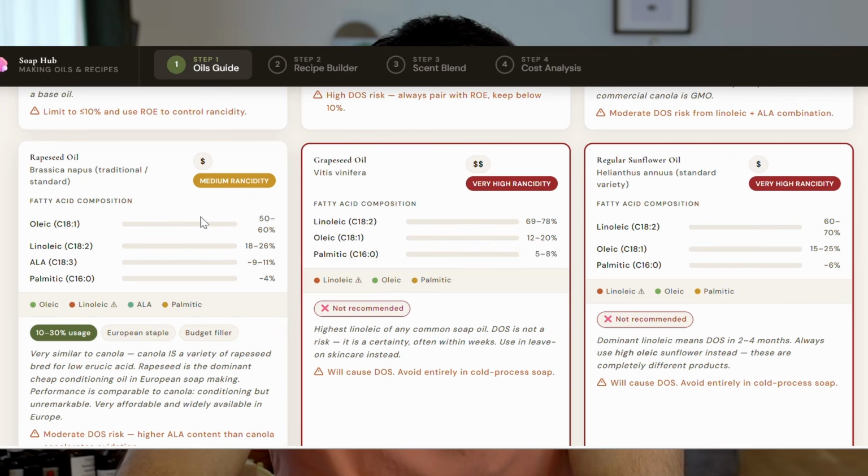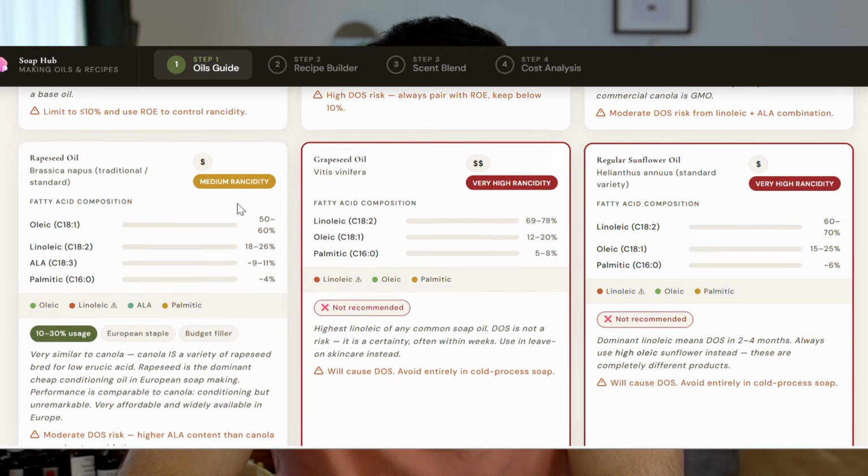Honestly, rapeseed oil has 18 to 26% linoleic acid concentration, so it has a medium risk of rancidity. It's not like grapeseed oil. If you were to use it, I would recommend using up to 10%. You can replace part of your olive oil with rapeseed oil if olive oil is expensive, but not all of your olive oil with rapeseed oil, because that could lead to rancidity.